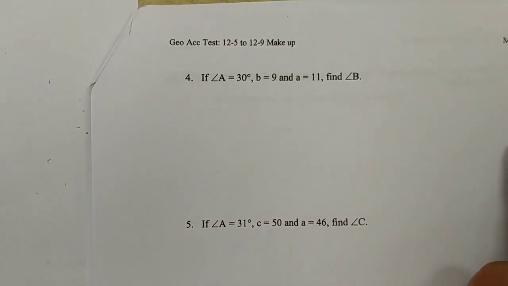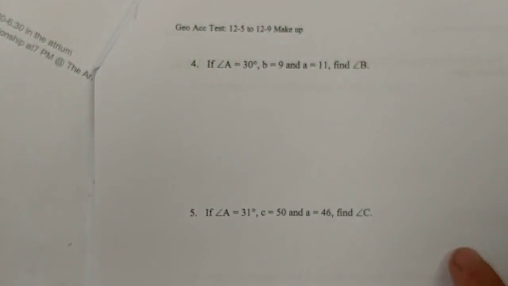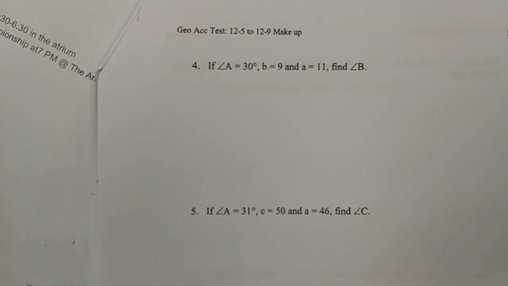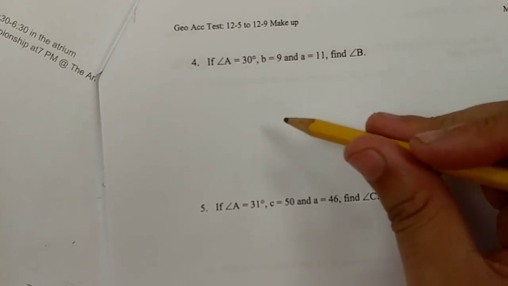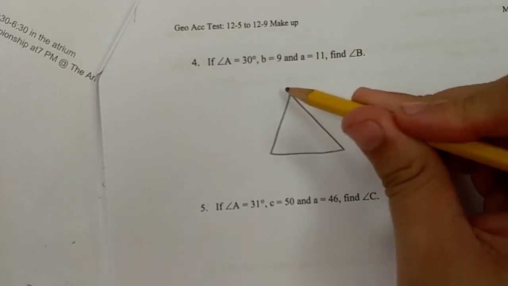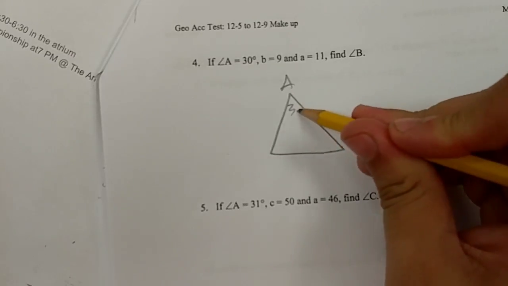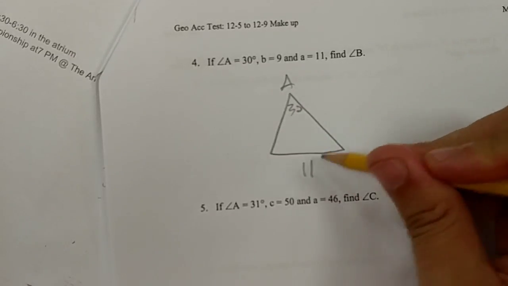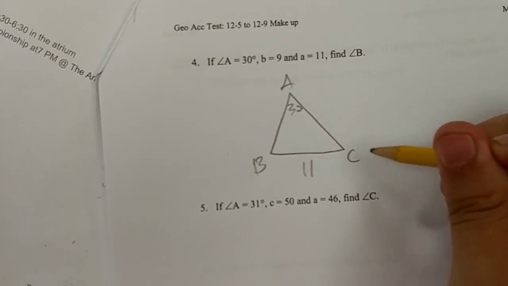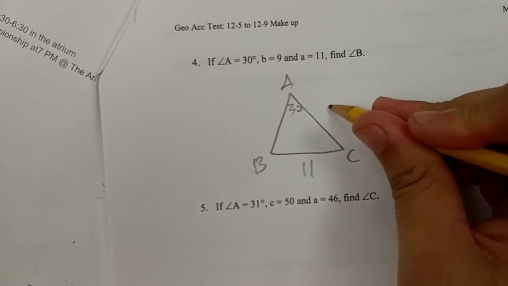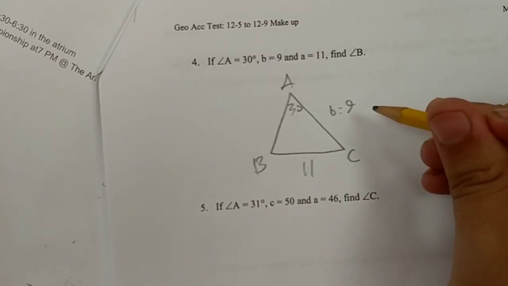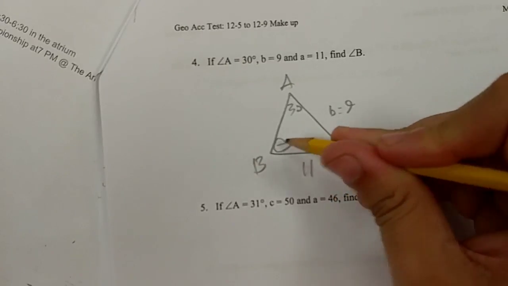Let's go on to the next one. A, B, C, and my camera got defocused. So almost the same type of triangle. This time I know the angle is 30 only. I know the side is 11. And I know little b over here is 9. And I don't know this angle.